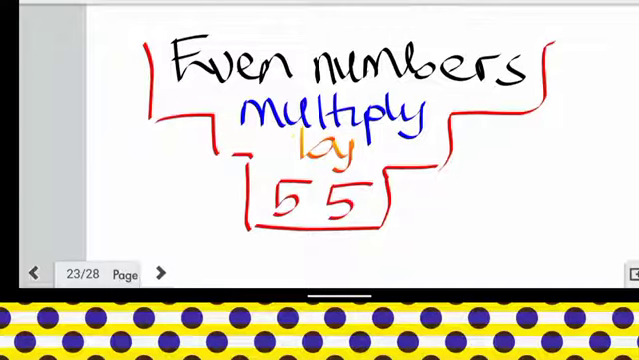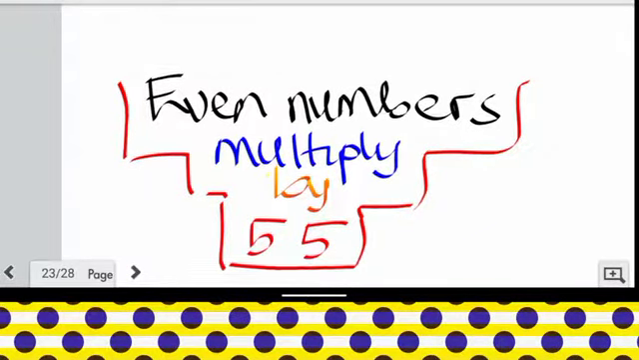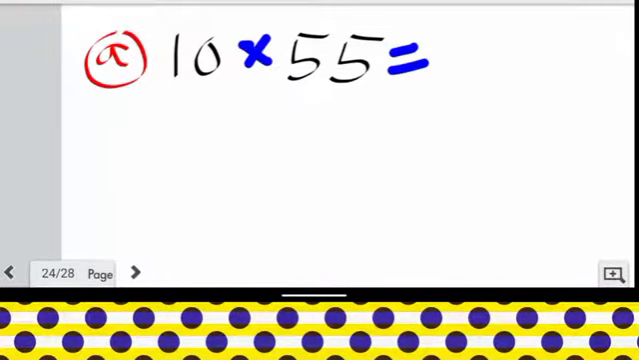This is very interesting. It's going to be helpful for the learners. It's going to be helpful for the kids. So kids, let's get started before this gets cold. Let's have this example 1. We want to multiply 10 by 55.